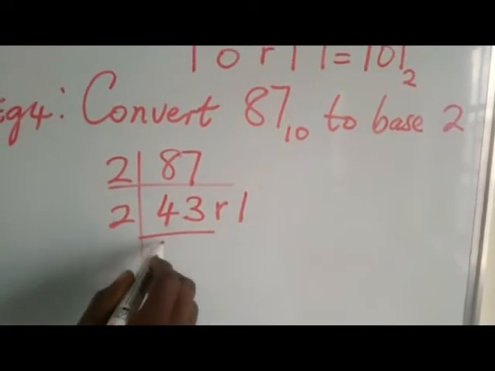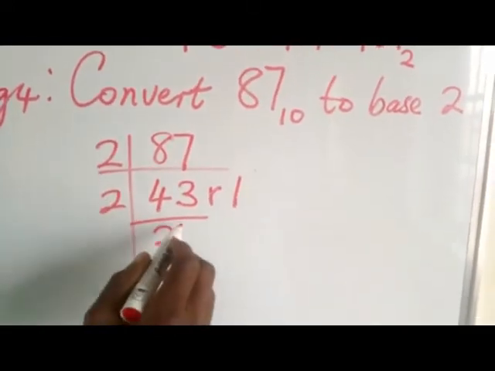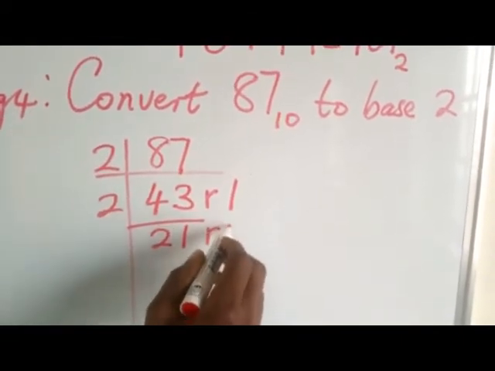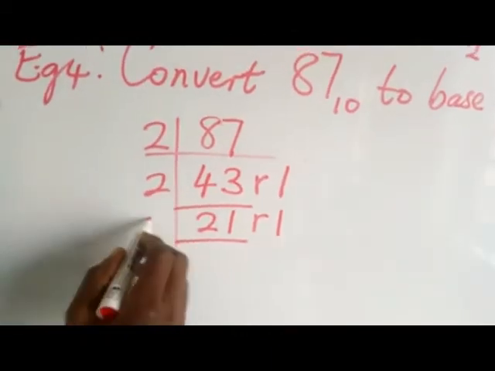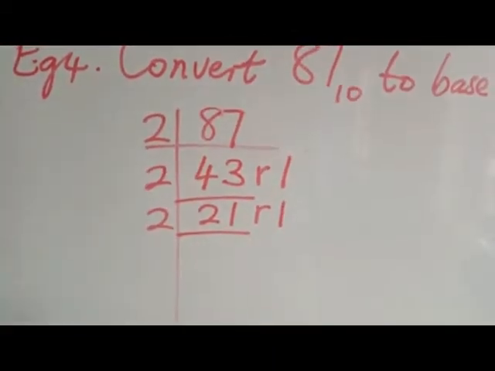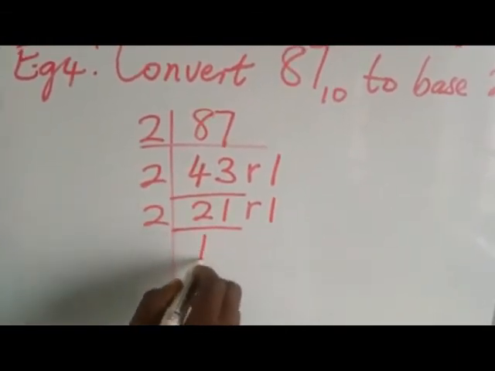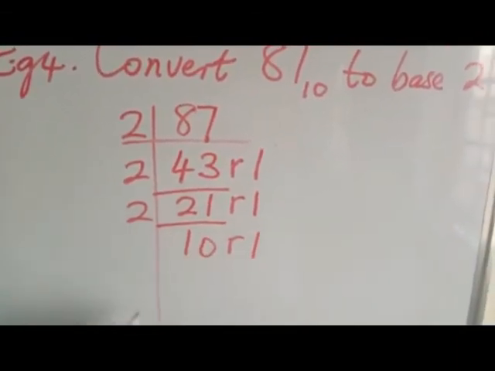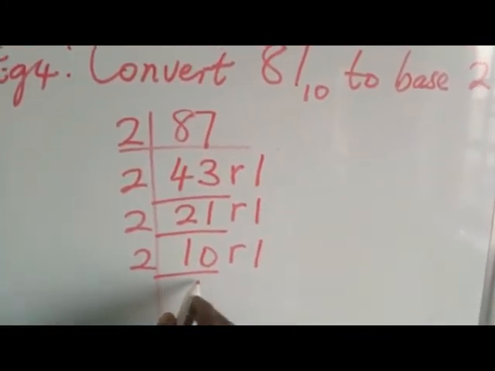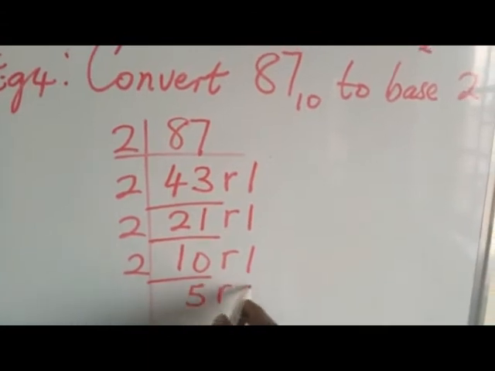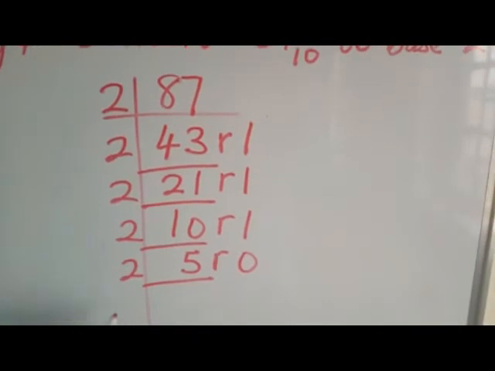Then you take 2 again. 4 divided by 2 is 2. 3 divided by 2 is 1, remainder 1. So you go to the next one. Use 2 again. 21 divided by 2 is going to give us 10, remainder 1. You take 2 again. 10 divided by 2 is 5, remainder 0. You take 2. Always use the base, which is 2.